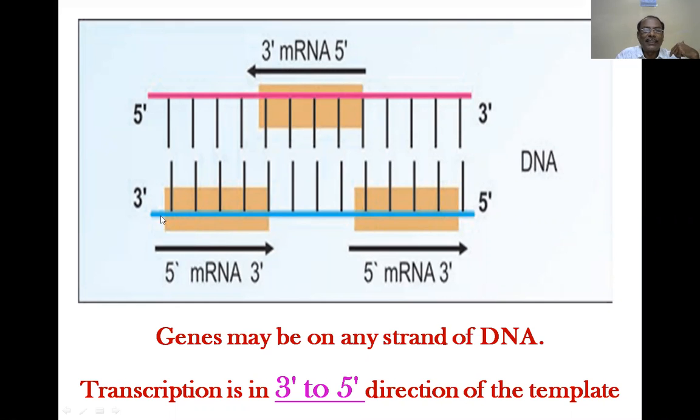When the gene is on this strand, you call this the template. This is the template strand, and that is the coding strand. If the gene is on the other nucleotide strand, then that one is the template strand, and this is going to be the coding strand. So it is with reference to the gene. Genes may be on any strand of the DNA. Transcription is in the 3' to 5' direction of the template.